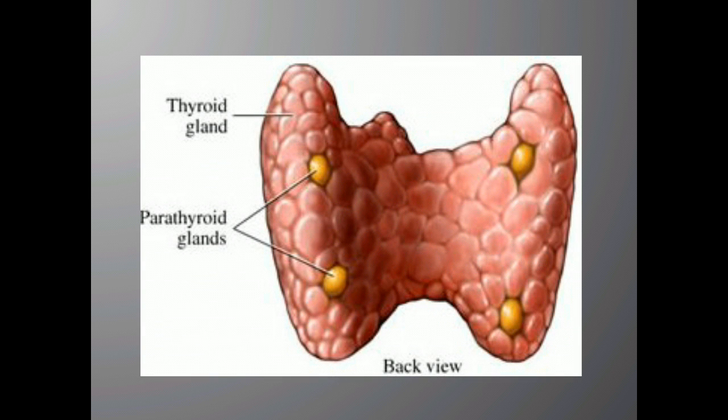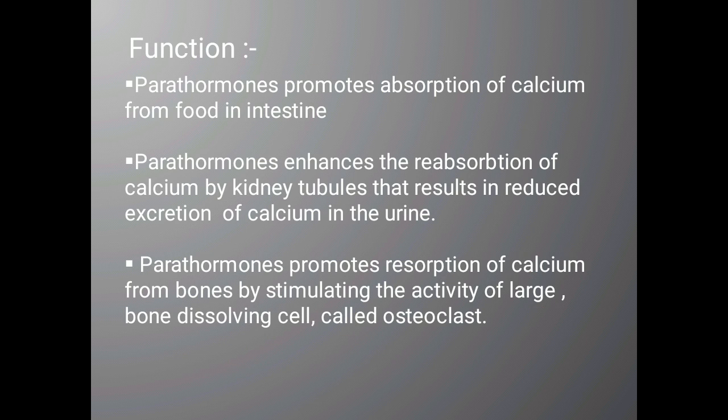Now this is the diagram of the parathyroid glands. We can see here the two pairs of parathyroid glands. Parathormone. Now this is the function of the parathyroid hormone. Parathormone promotes the absorption of calcium from food in the intestine. So the food we take, we can get calcium from this food, and this is absorbed by our body. So this promotes the absorption of calcium from food in the intestine. Means parathormone works for it.